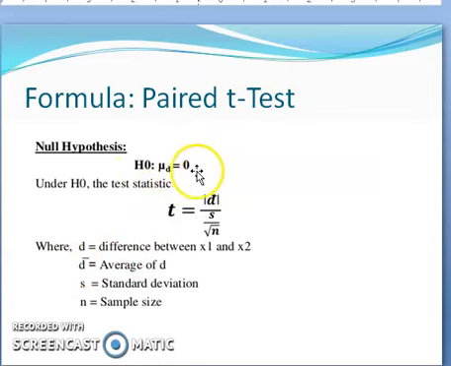H0: mu d equal to 0, and under H0 the test statistic t equal to modulus of d bar divided by s divided by square root of n, where d is the difference between x1 and x2, d bar is the average of d, s is the standard deviation, and n is the sample size. So this is the formula of the paired t-test.